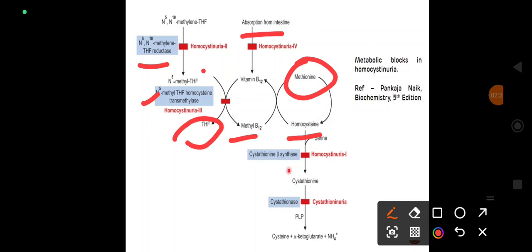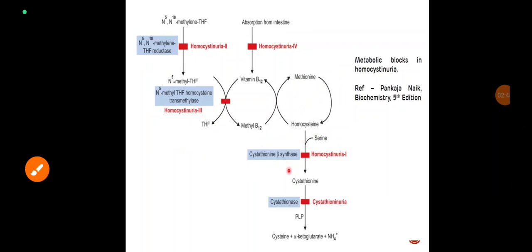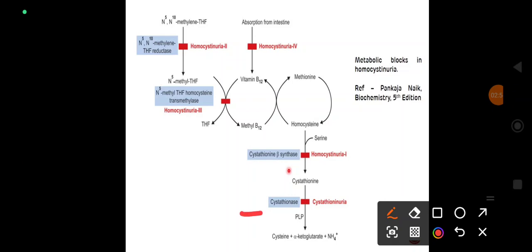Also this homocysteine, when it condenses with the serine, gives you cystathionine by the enzyme cystathionine beta synthase. So this cystathionine by the enzyme cystathionase in the presence of pyridoxal phosphate gives you cysteine plus alpha ketoglutarate plus NH4. This is how we generate cysteine from methionine.